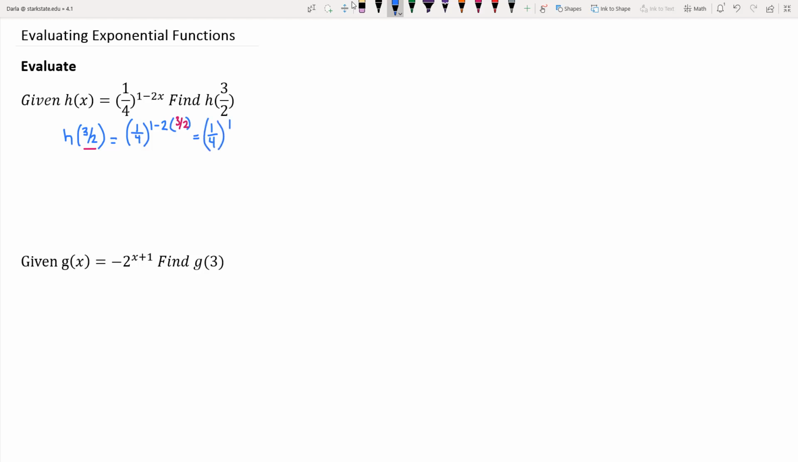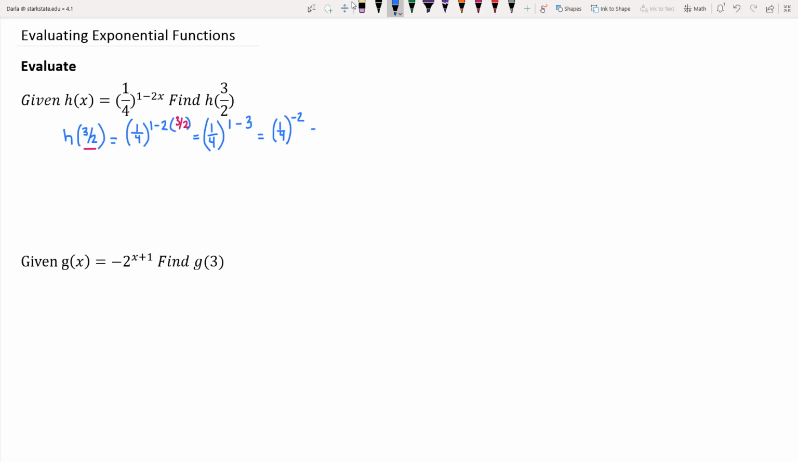And then 1 minus 2 times 3/2 is 6/2, which is 3. And so this ends up being 1/4 raised to the -2 when you take 1 minus 3. But then you do need to simplify that.